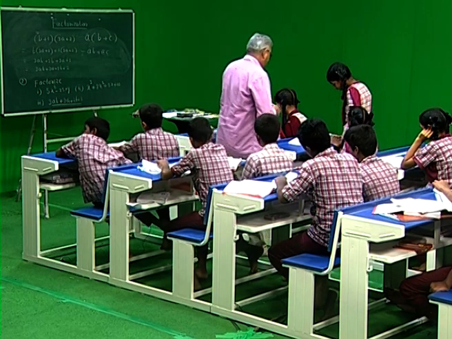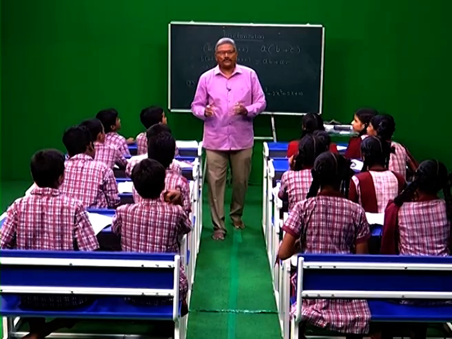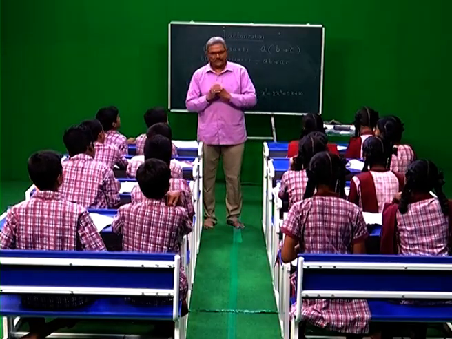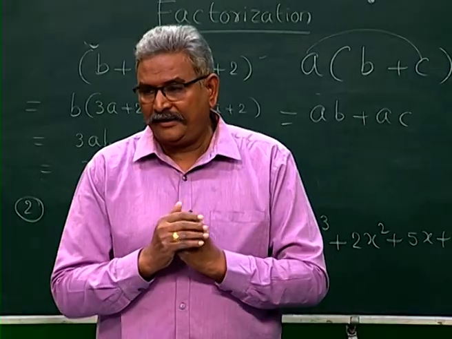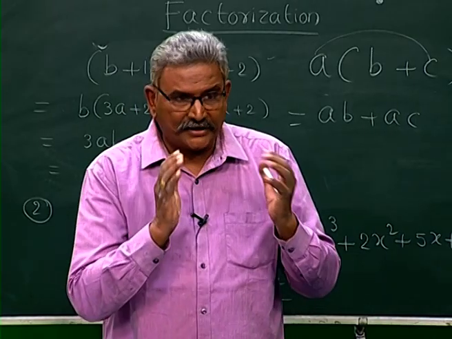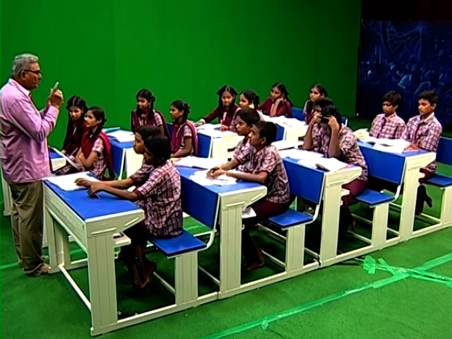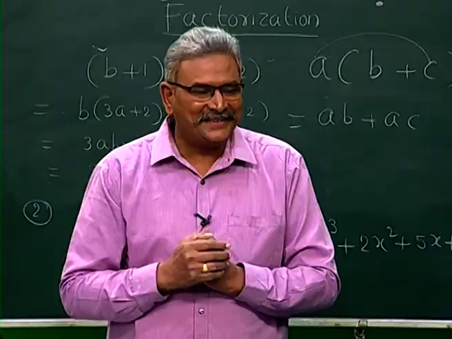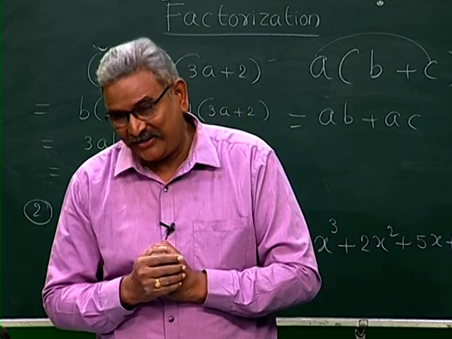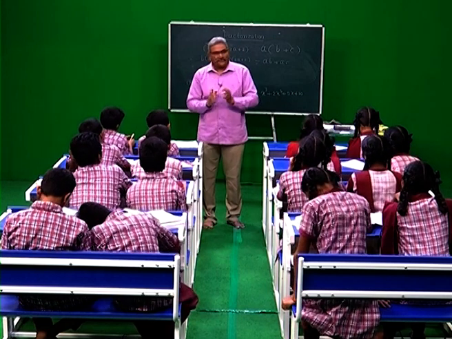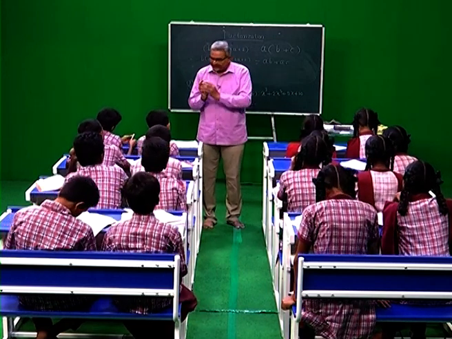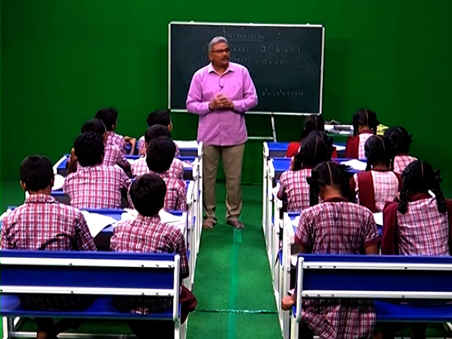Okay, now you came to know what is meant by factorization. Factorization is the process of finding the factors of the given expression, expressing it as a product of its factors. And also we have studied what? Methods of factorization. First one is using the common factors method. Second one is the regrouping method.